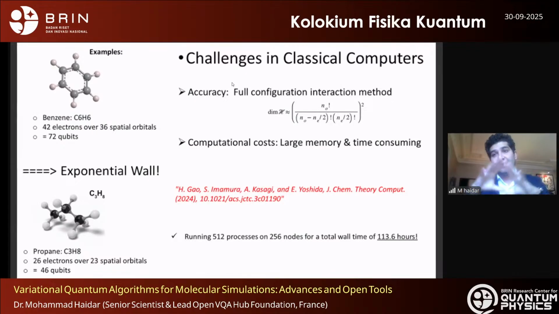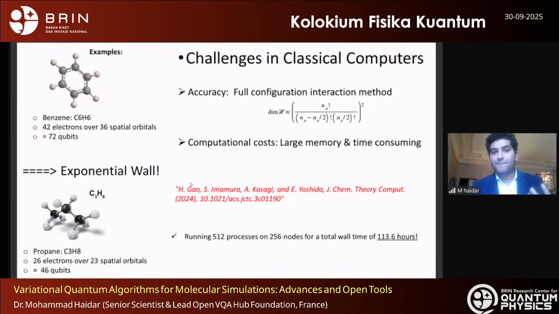If you want to compute an exact energy of this molecule, then as you see in the equation there, the dimension of the Hilbert space is determined by the number of orbitals and the number of electrons. Imagine if you wanted to compute this benzene molecule, the Hilbert space is going to be on the scale of millions. That's why you need a lot of memory and a lot of time in order to exactly compute the minimum energy of the benzene molecule. That's what we call the exponential wall, because classical computers are facing the problem there.